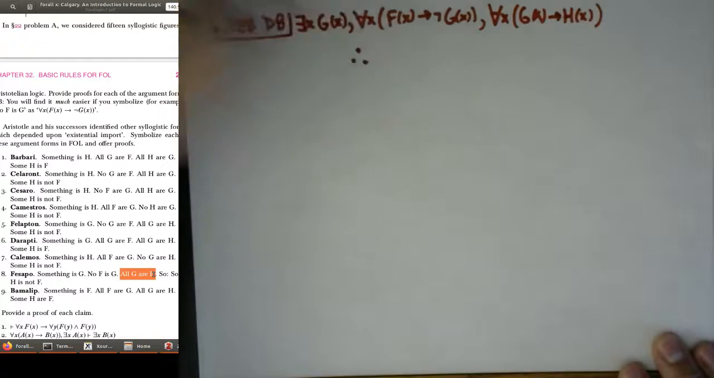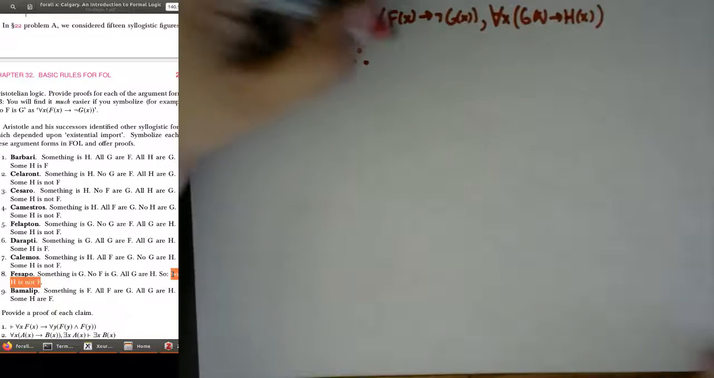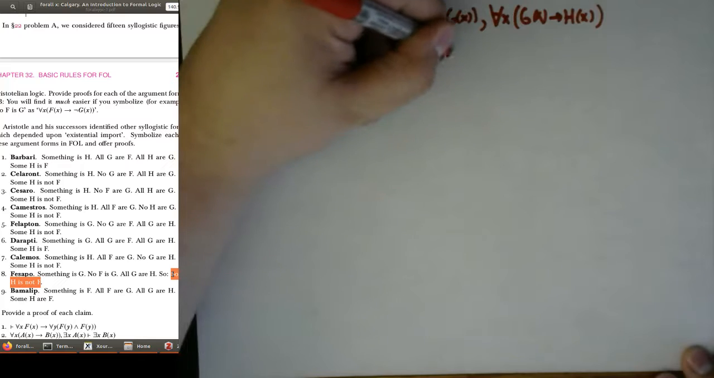Therefore, we have the conclusion, some H is not F. So that would be an existential statement, X is H and not F.